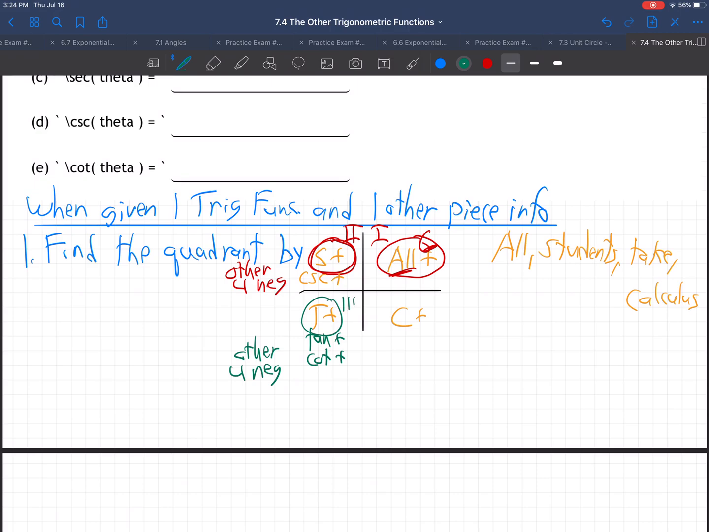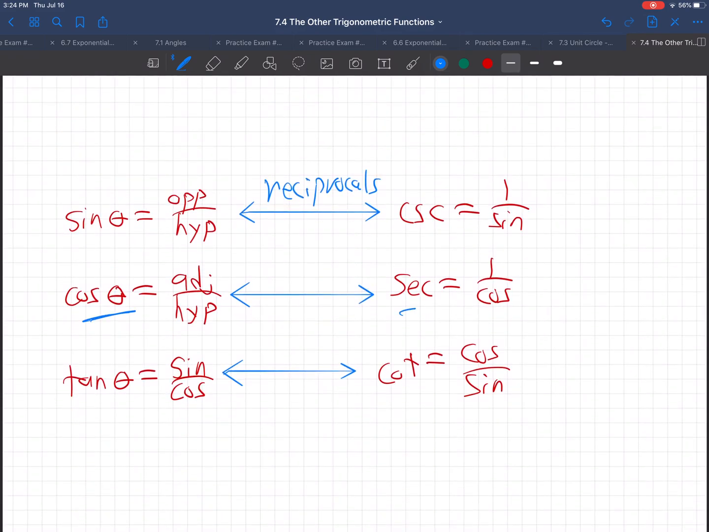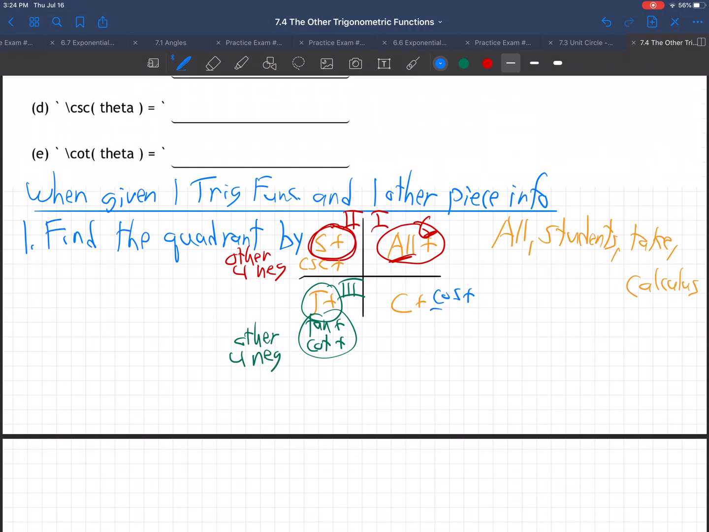So in the third quadrant, only tangent and cotangent are positive. The other four trig functions are negative. And then finally, in the fourth quadrant, you know C stands for cosine is positive. And his upside down, what's upside down of cosine? Secant. They're going to be the same sign always. So only cosine and secant are positive. The other four are negative in the fourth quadrant.